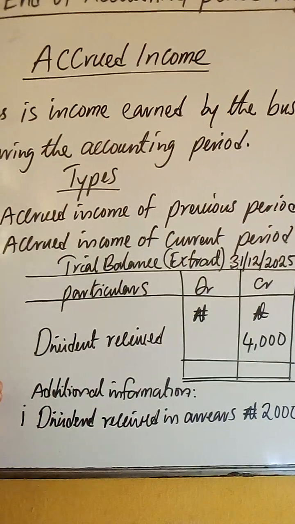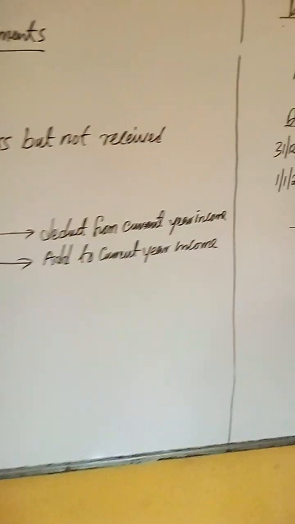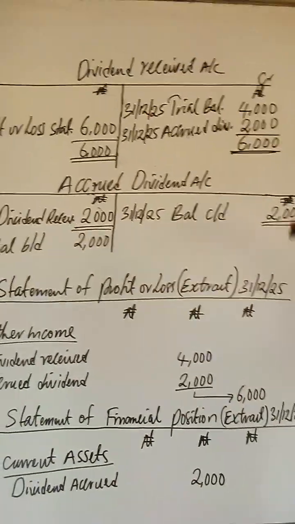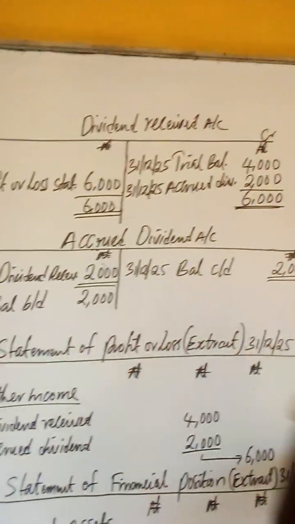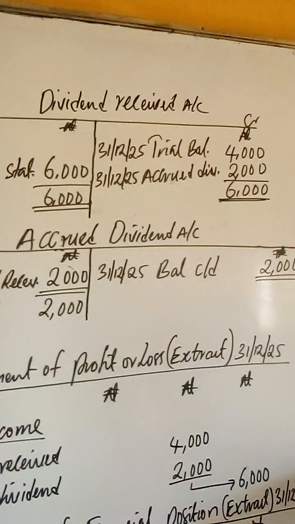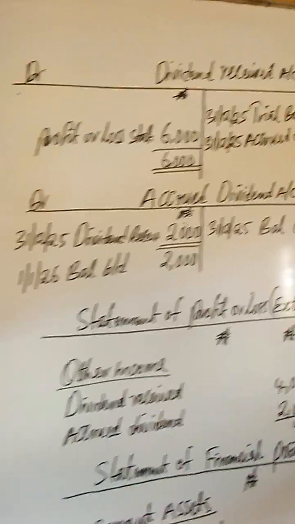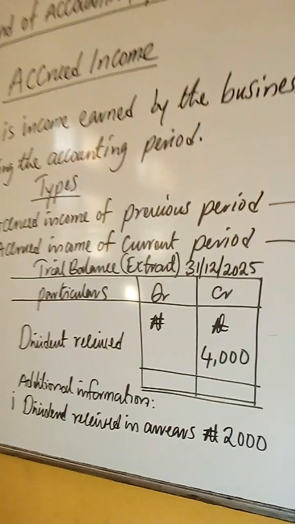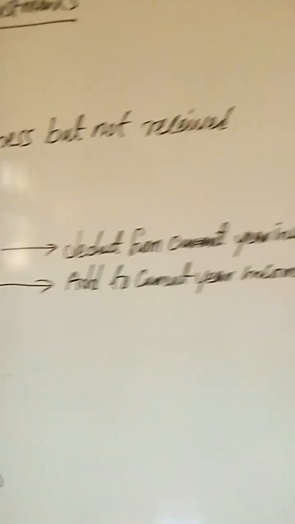So how do you handle this type of adjustment? Let's look at how we treat it via the ledger to incorporate it into the adjusted trial balance. You open what is called the dividend received account. On the credit side, you bring the amount that was paid via the trial balance. As you can see, it was on the credit side of the trial balance. You take it to the credit side of the dividend received account, which is an income. The simple principle is that all income are credited.